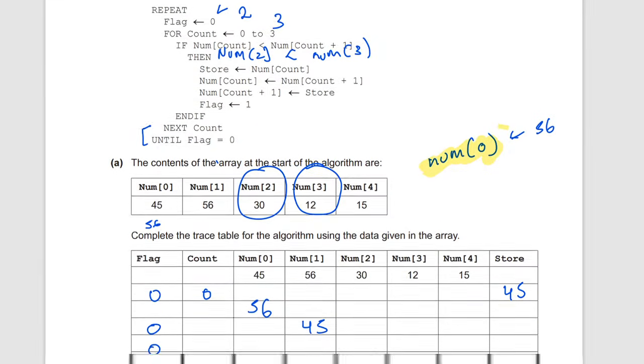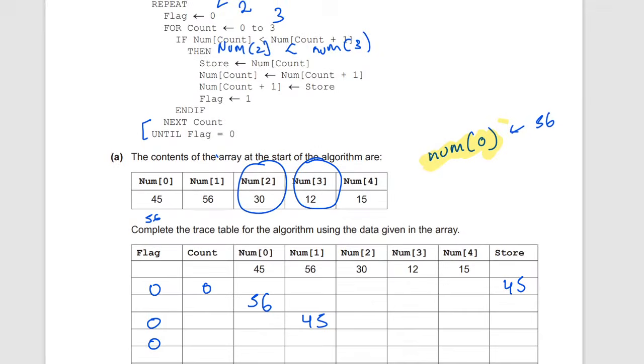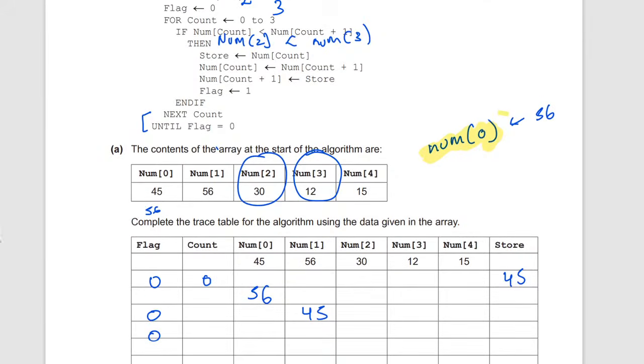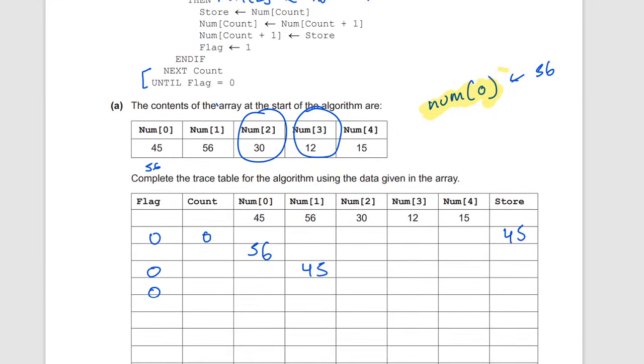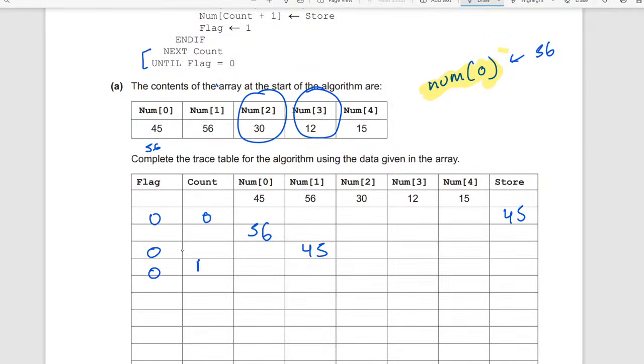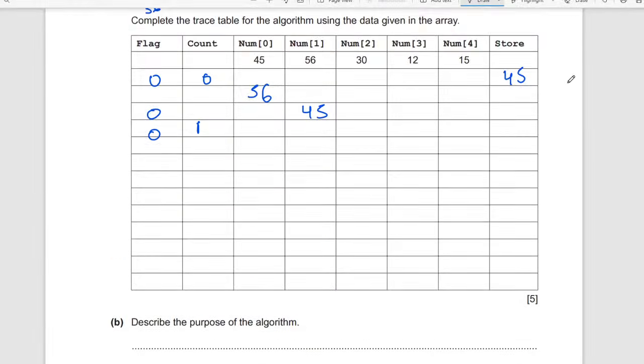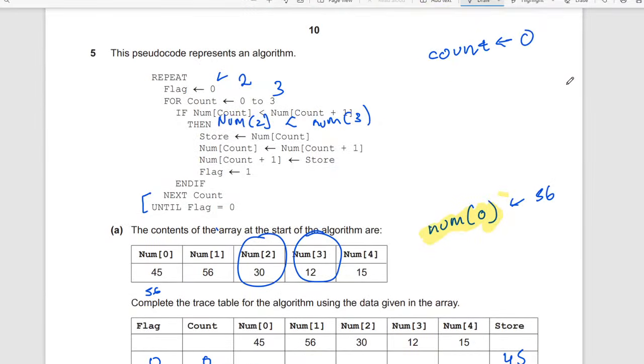Okay, so let's begin. So this one now, the count is 3. Okay, this time the count is 3. Okay, hence the count will now be, let's see, 1 here. This one right here is a complicated one. This one is a tough question.